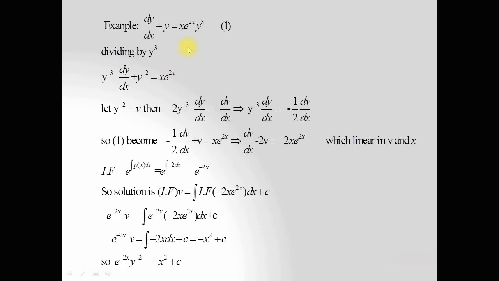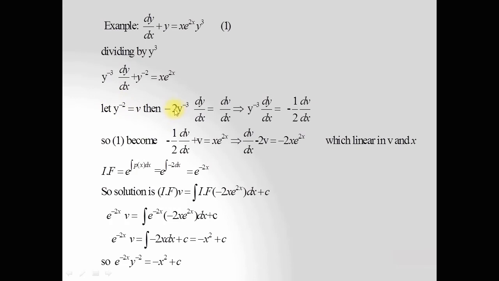Now let's move to another example. dy by dx plus y is equal to x e power 2x y cube. So first of all, divide this equation by y power 3. We obtain y power minus 3 dy by dx plus y power minus 2 is equal to x e power 2x. Now using a suitable substitution to convert this differential equation into a linear form, y power minus 2 is equal to v, then minus 2 y power minus 3, taking the derivative with respect to x.